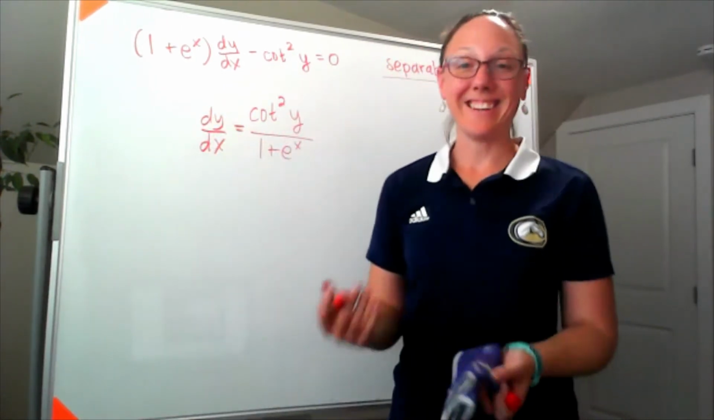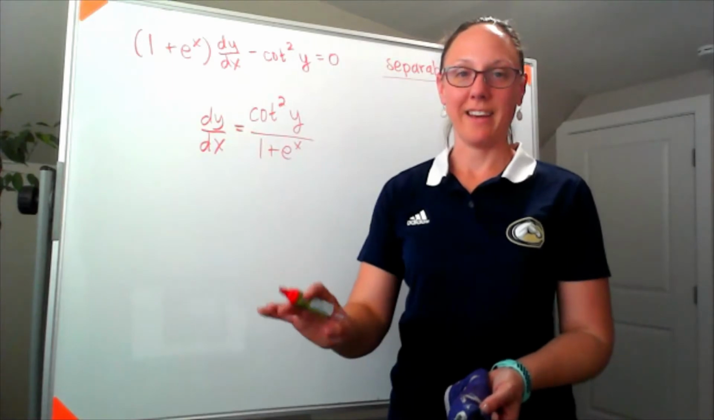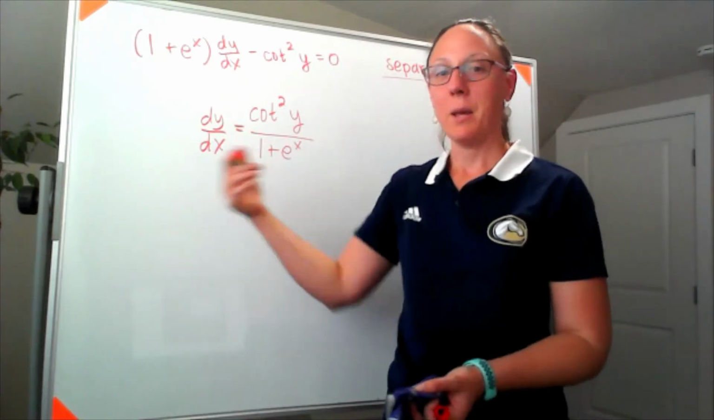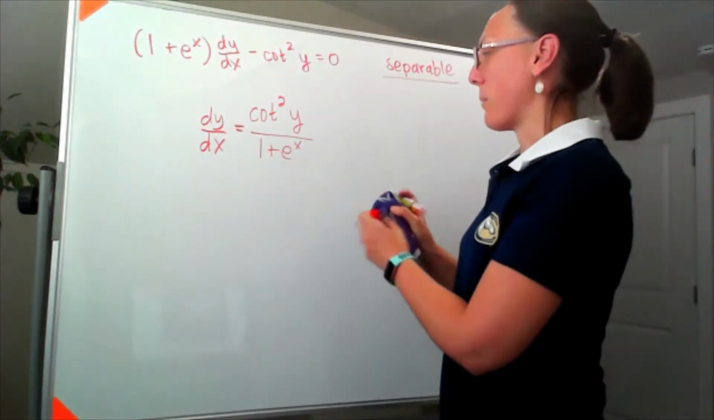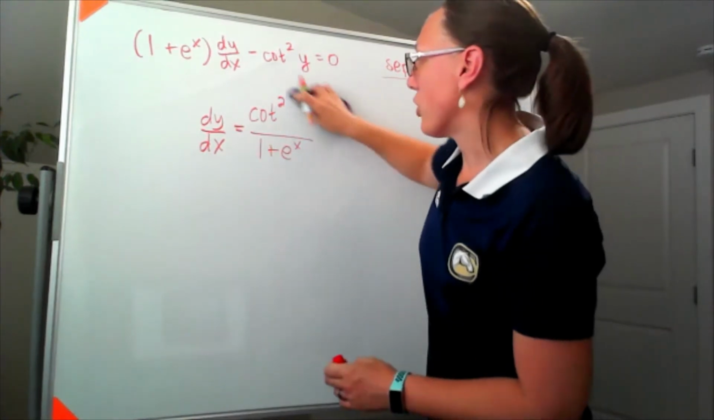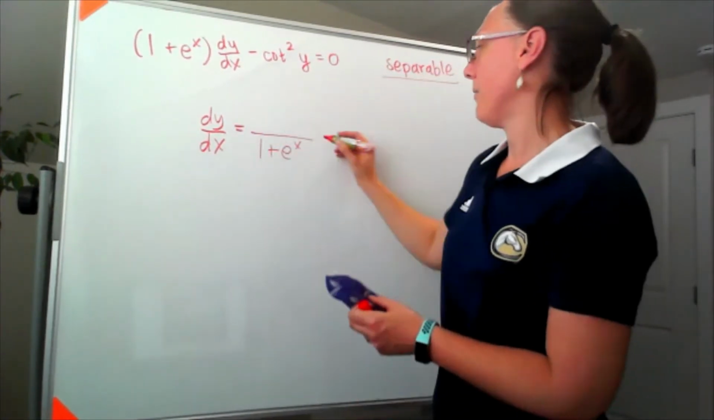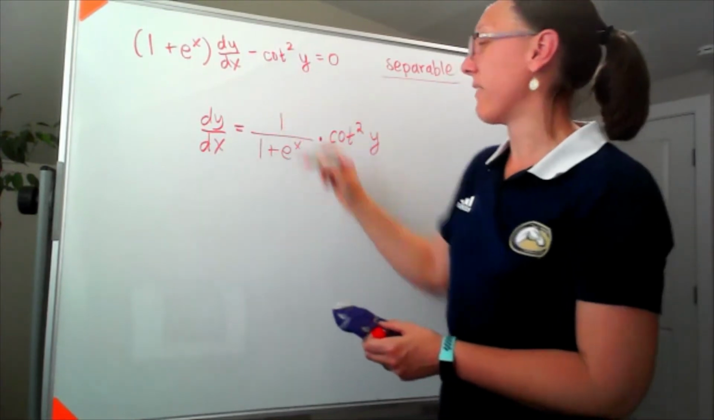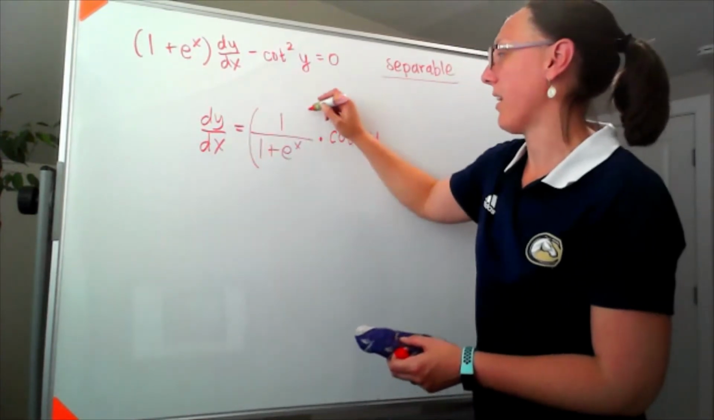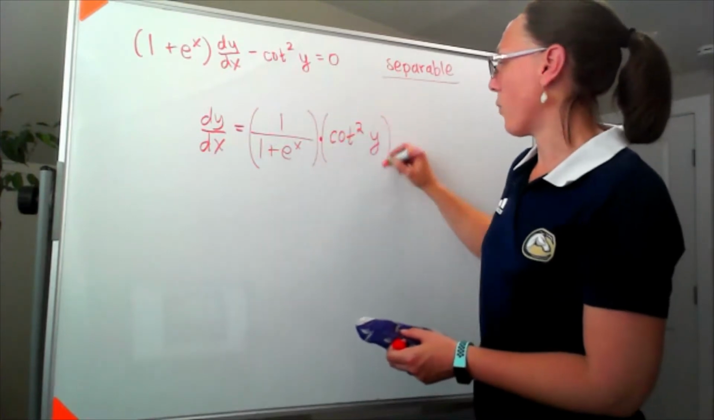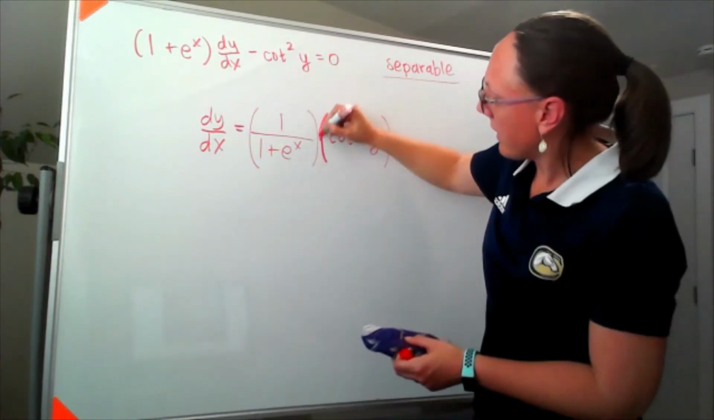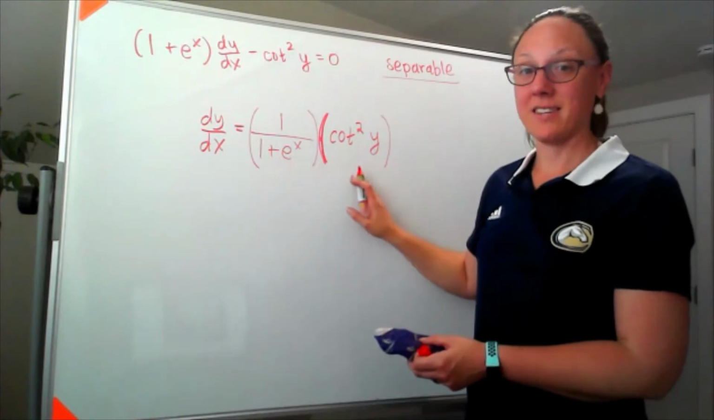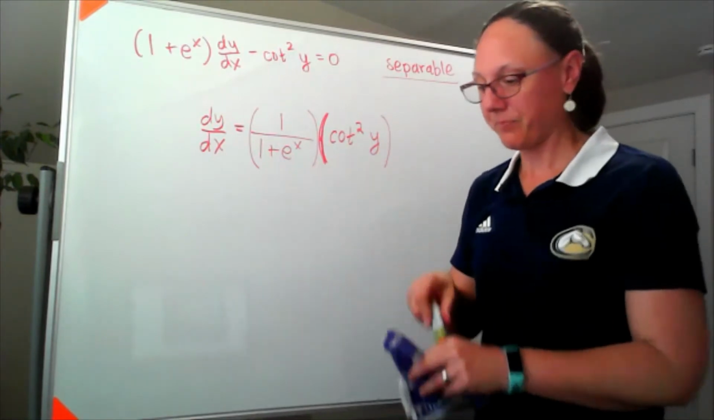Now I know that I didn't exactly make that look like something with x's times something with y's, but I can really quickly separate that out and move that cotangent squared y over here and just leave a 1 on top right there. Now I have it in this form of something with x's times something with y's.